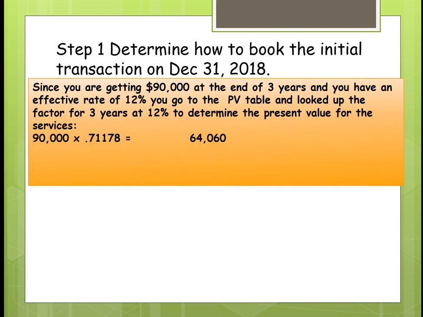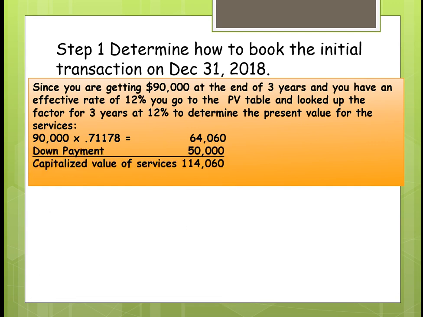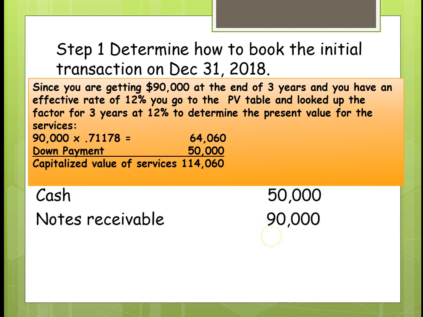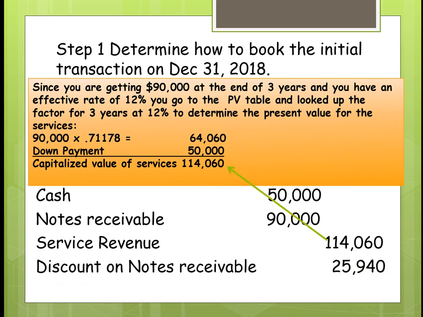And I would go on to the present value table. I would go down 3 periods, and I'd go across to 12% for my factor. Plus the down payment tells us the total value of the services. So I would book cash, notes receivable, service revenue, and the difference would be discount on notes receivable, which is actually interest revenue, which you're going to write off over 3 years.